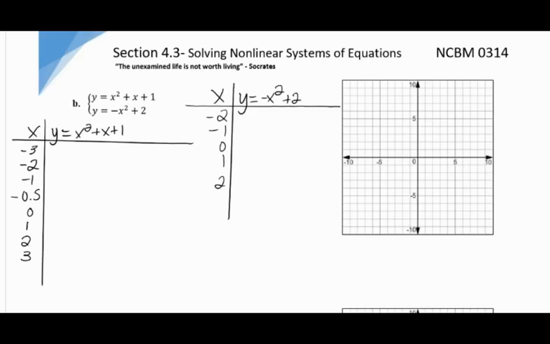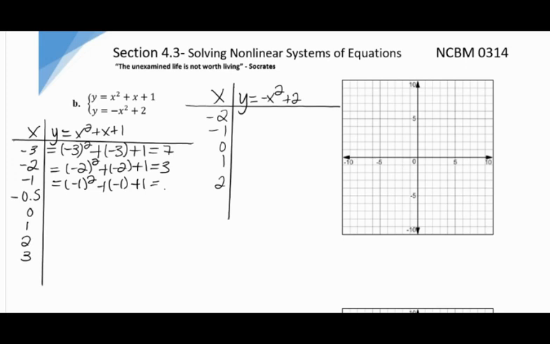For example B, we are going to create tables for these two equations. So this is the first table, for the equation y equals x squared plus x plus 1. So we plug in the values in the original one. So this is going to be -3 squared plus -3 plus 1. That's 7. This is going to be -2 squared plus -2 plus 1. That's 3. This is -1 squared plus -1 plus 1.